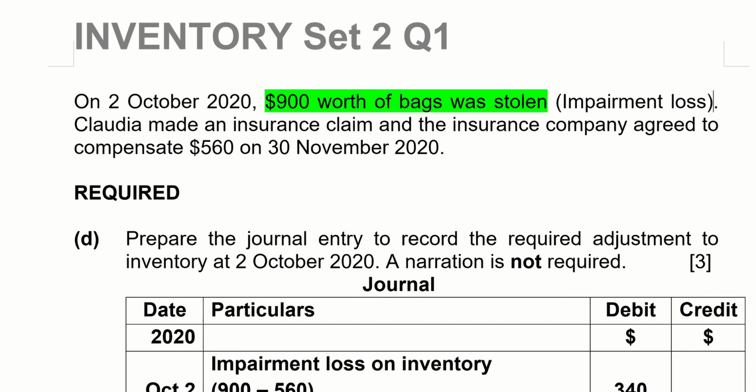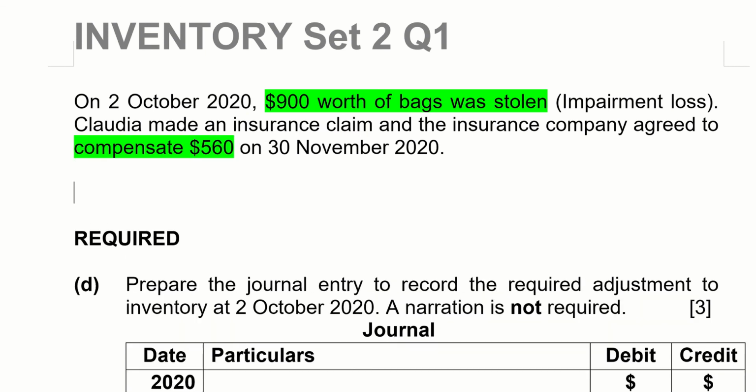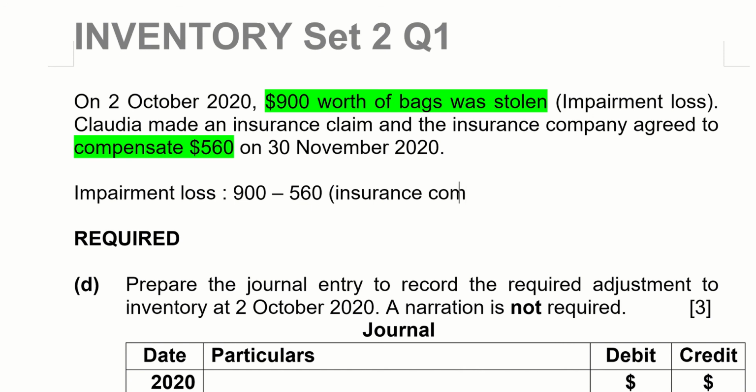All right, but is the impairment loss really 900? Actually, no, because your insurance company agreed to compensate you $560. So you did have a loss, poor thing you. You did have a loss, but the loss is not the full $900. The loss is actually lesser than that. It is $900 minus $560 because there was an insurance compensation.